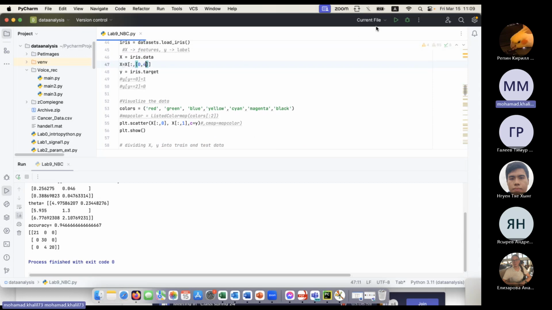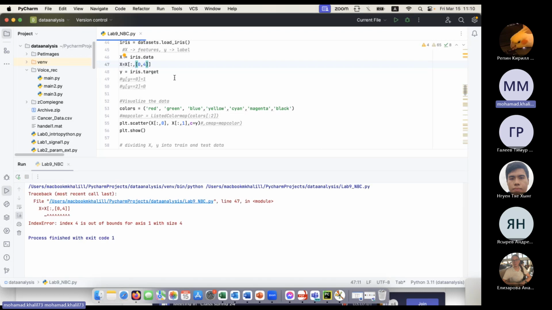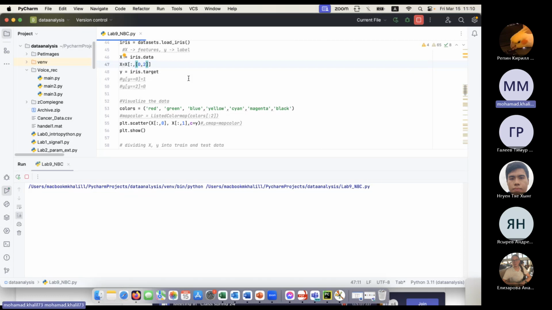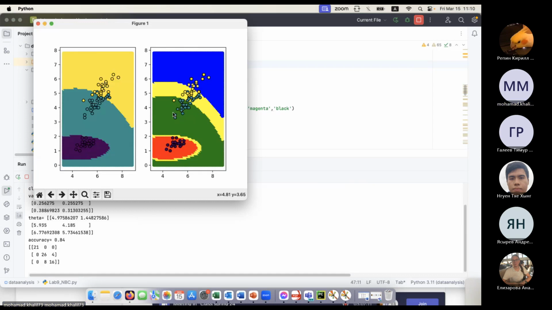If you put 0, 4, there are not 4 classes; 0, 3 maximum, 0, 2. I tried 2, I think, 3 classes. Yes, class 1, class 2, class 3. And here are the interface, red, green, blue, yellow. Here class 0, class 1, class 2.